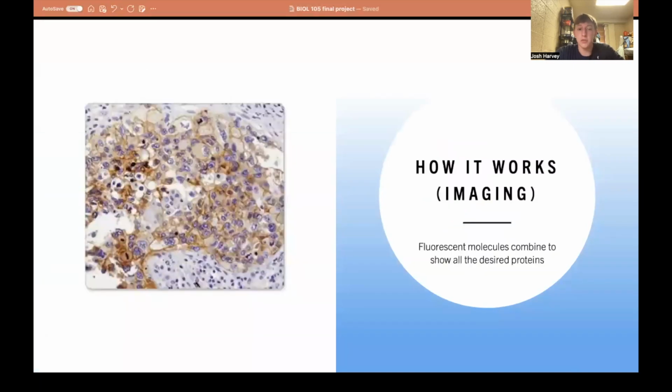All of these fluorescent molecules at work then combine to show all the desired proteins present, as we can see here.